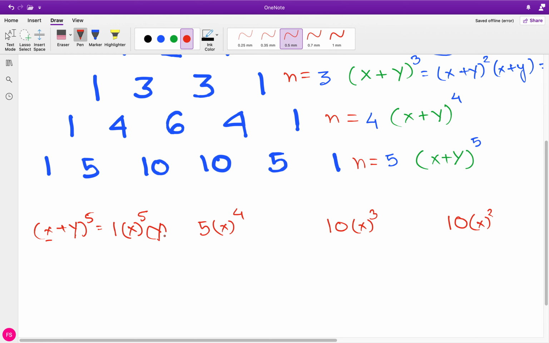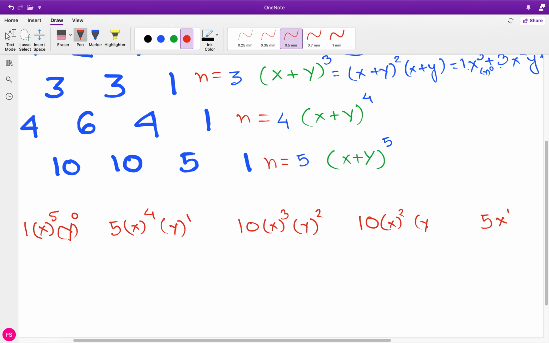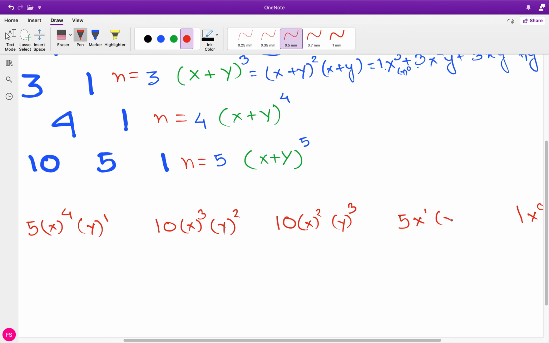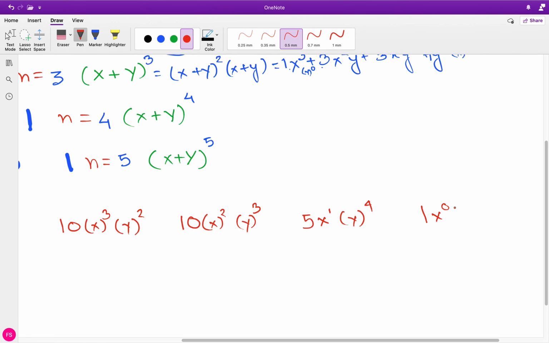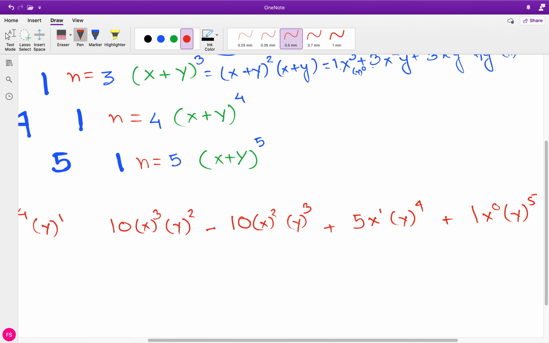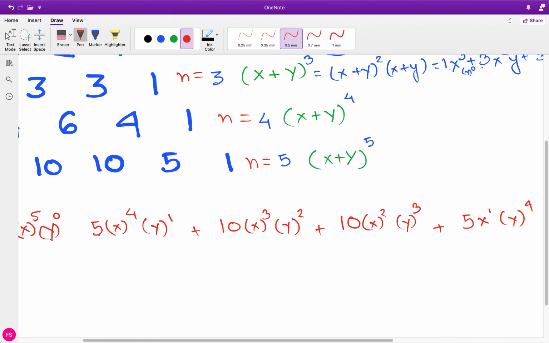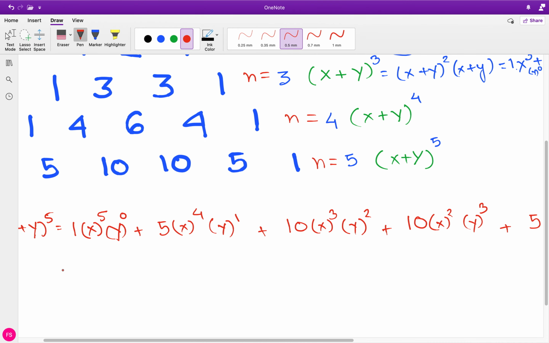Then I will start with y. I'll do the opposite, so I will start with 0. Y to the power of 0, y to the power of 1, y to the power of 2, y to the power of 3, y to the power of 4, and then the last term is y to the power of 5. Then I'm going to add all of these expressions with this sign. Okay, now let's simplify it.